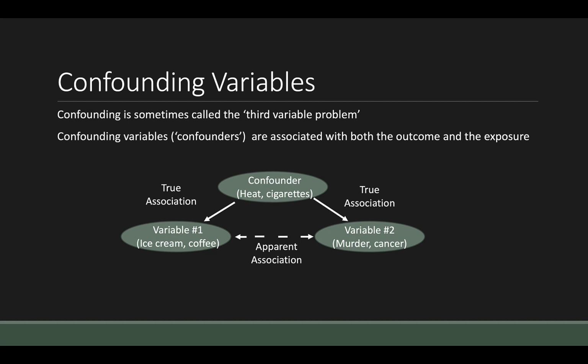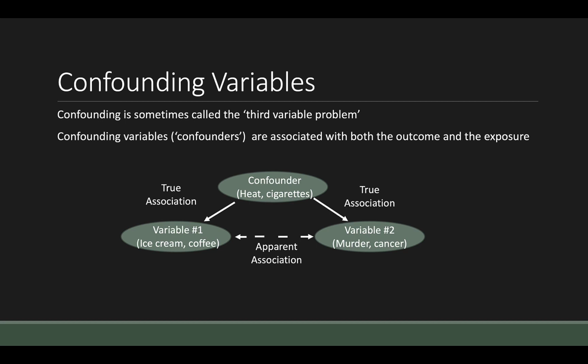The confounding variable there was heat. So heat is truly associated with ice cream purchases, and heat is truly associated with increased murder. If you don't assess for that third confounding variable, heat, you may make an apparent association which is actually untrue.